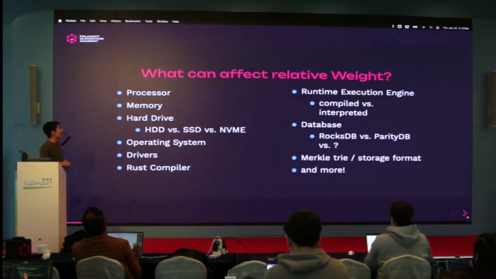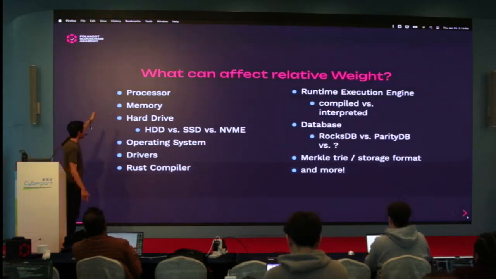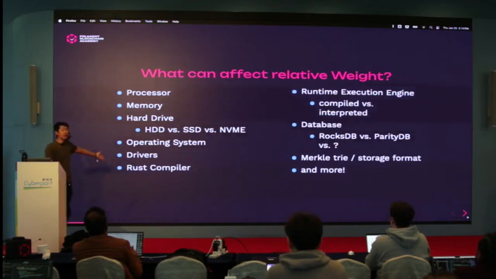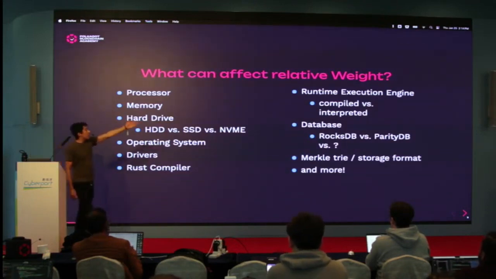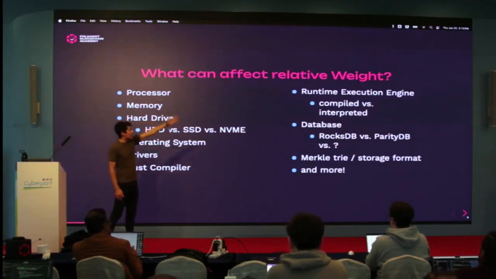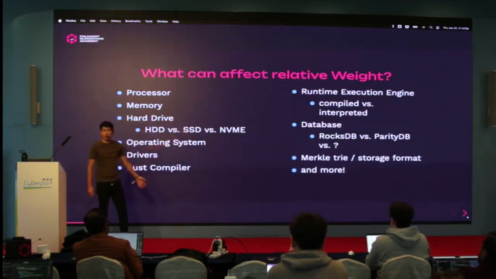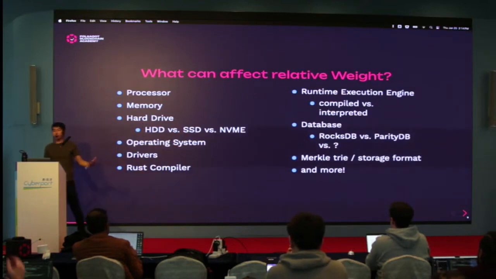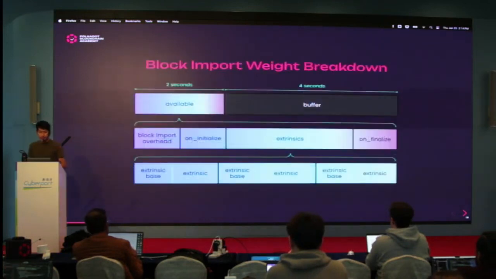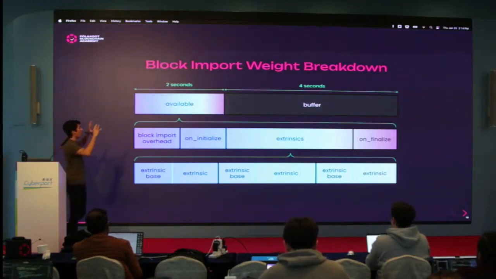So what can affect relative weight? Processor, memory, hard drive, operating system, drivers, even the Rust compiler can affect it, right? There are optimizations happening to the Rust compiler all the time, right? Runtime execution engine, right? Which interpreter we're using, the database you're using, the Merkle tree format, so much more, right? So all of these decisions can affect your weight. So let's take a look at what a weight or block weight kind of looks like.